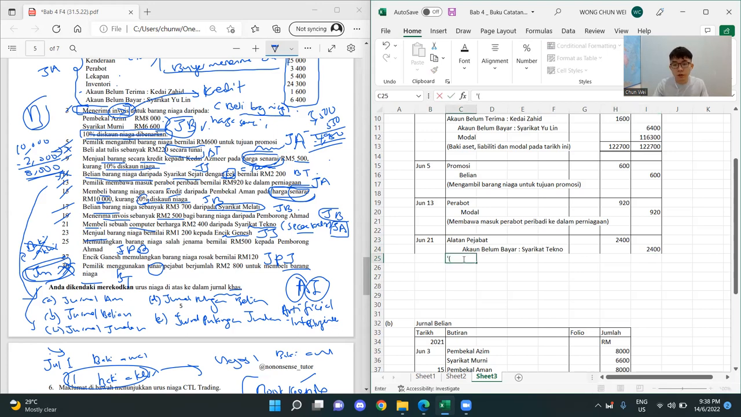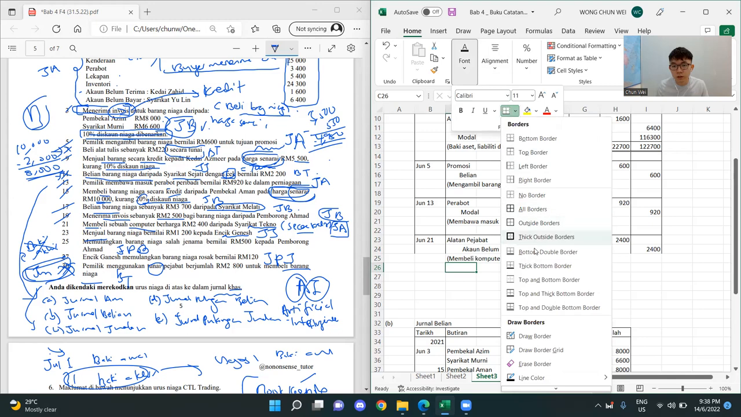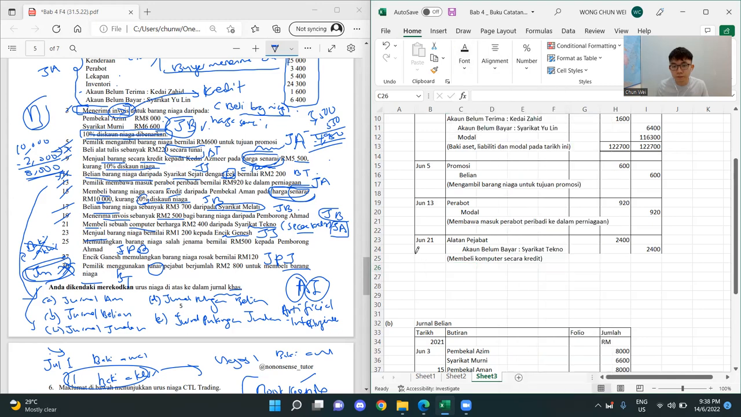So here you can say membeli komputer. This is account belum bayar. In other words, this is actually secara credit. So that we'll add more lines. This one okay or not? If okay, give me a 21 in the chat box. I'm done.